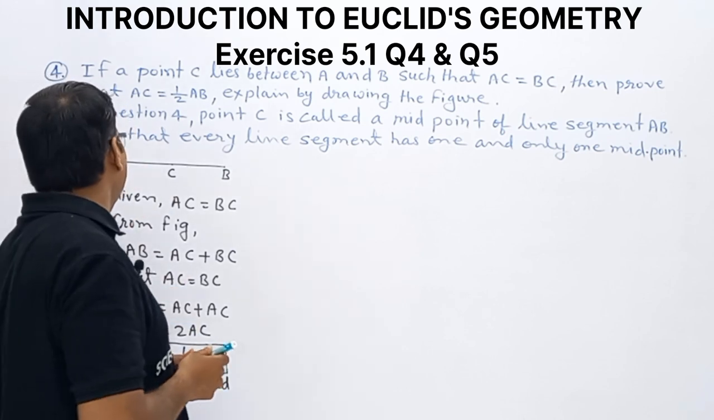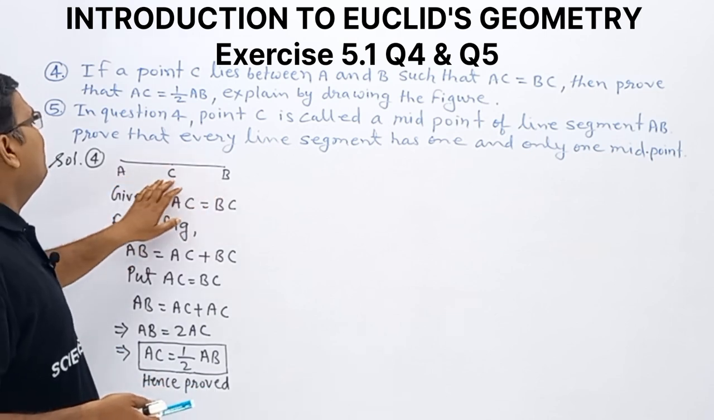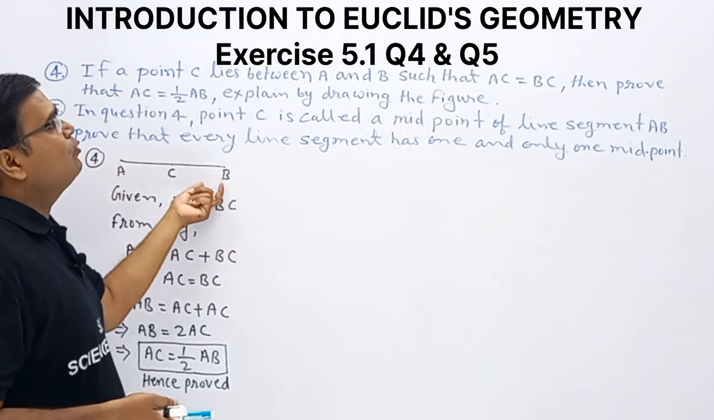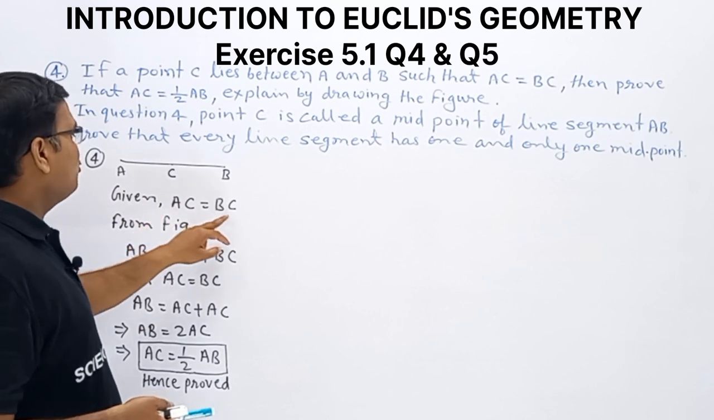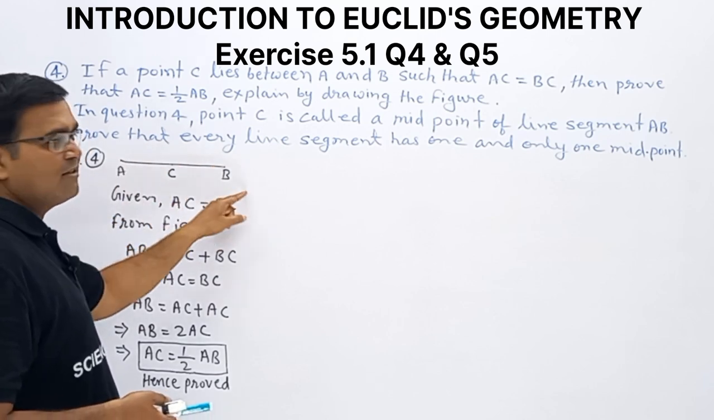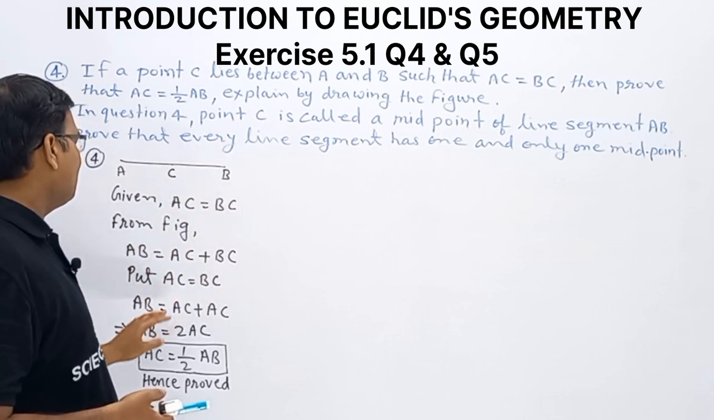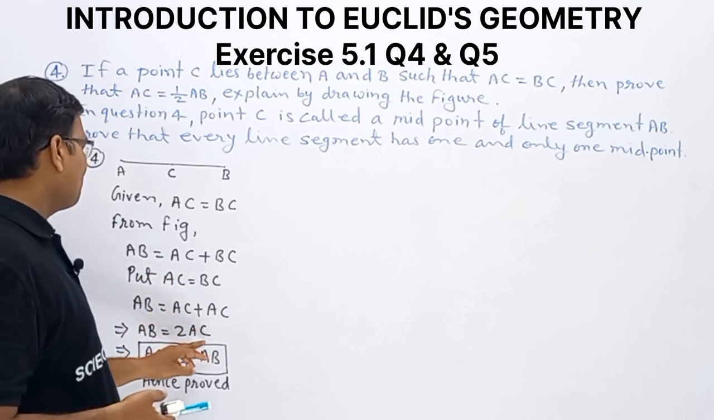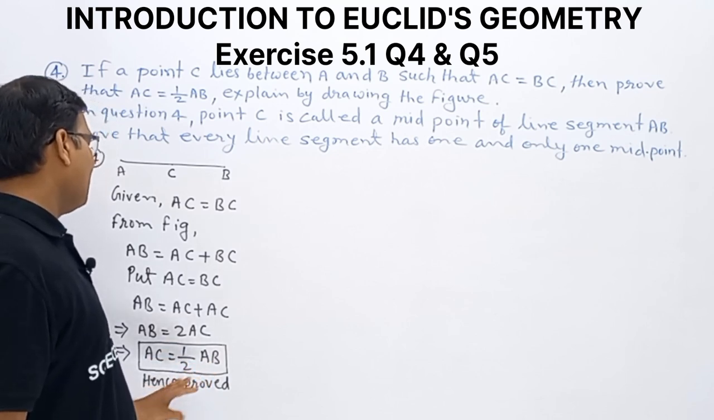Observe again what we are doing in this question. We have 2 points A and B, and in between one point C, and in the question we have AC equal to BC. Given AC equal to BC, from the figure AB can be written as AC plus BC. Putting the given in this equation, AC plus AC equals 2 times AC. Finally AC equal to half of AB. This is what we wanted to prove, so hence proved.